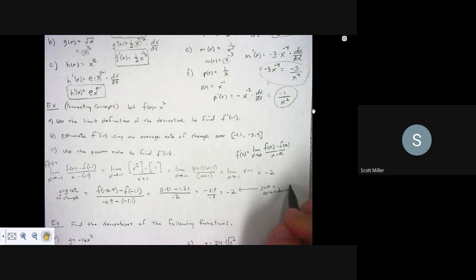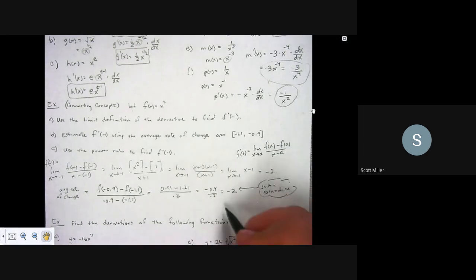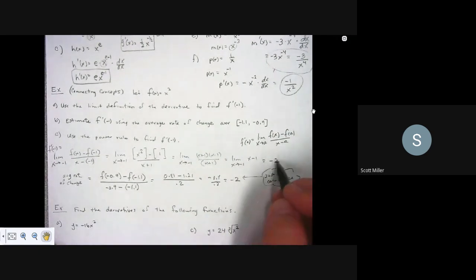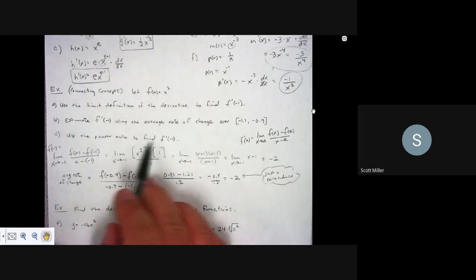Okay? It's just a coincidence that it actually became exactly the same number. That's kind of unusual. Usually it'd be something close to negative 2, okay? But it's almost never exactly the same as the actual derivative.